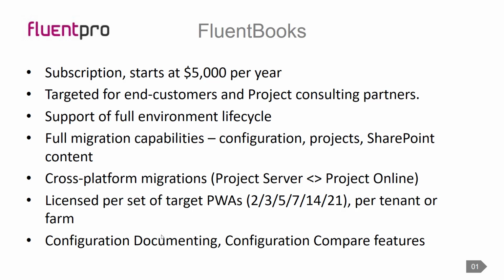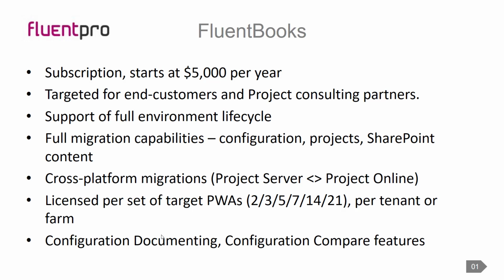FluentBooks is licensed per farm or per tenant again, but here you get a set of PWAs. Instead of just one source and target as in Lite Edition, you can buy packages of 2, 3, 5, 7, 14, 21 target PWAs. It means that, for example, if you have your development PWA, test PWA, and production PWA, you can go with a 2 or 3 PWA license depending on your needs. Standard features available for both FluentBooks Lite and Pro are configuration documenting and configuration compare features, and you can use those features in all projects.